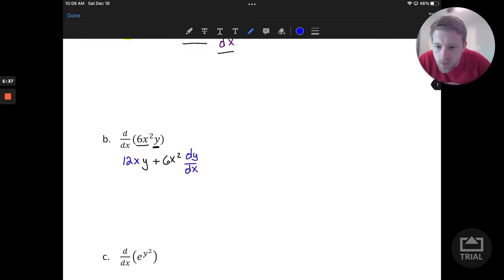So both of those derivatives there are in blue for that product rule. And for this, since we're just taking the derivative of that term, we can just leave that as is there. That would be the derivative with respect to x of 6x squared times y. So we'd use a product rule whenever we have multiple variables multiplied together like that.